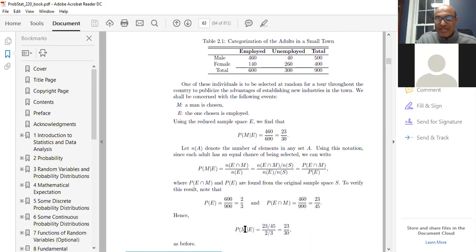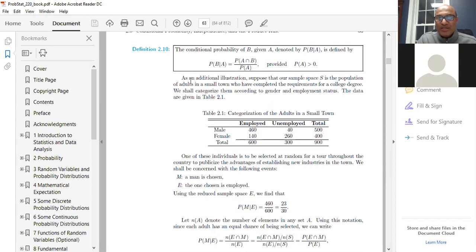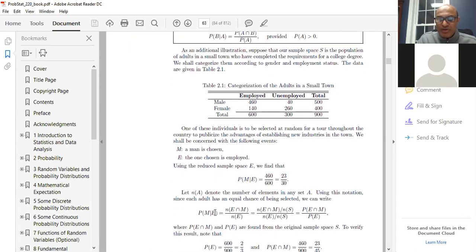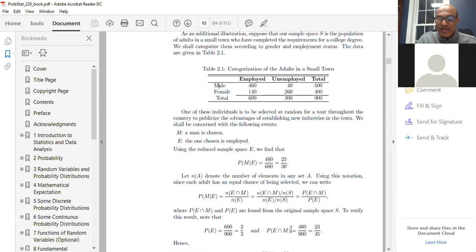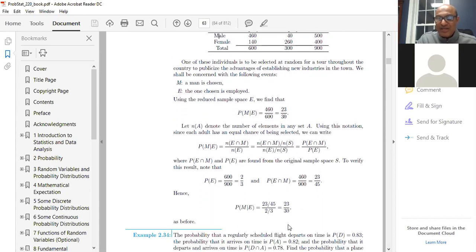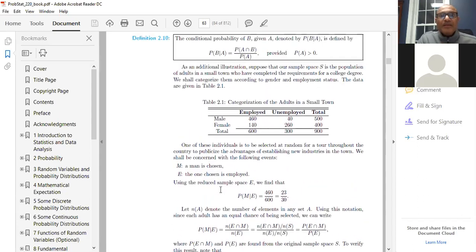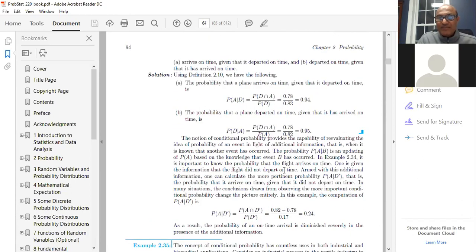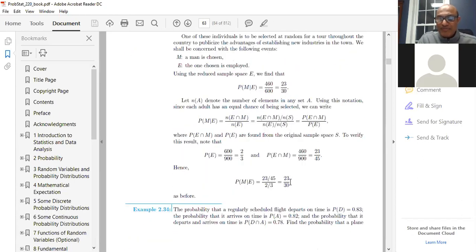So if you use this definition 2.10 mentioned over here, if you plug in the values, probability of M given E is probability of M intersection E divided by probability of E. You have probability of M intersection E, you have probability of E, plug these values over here, and finally you are getting 23 divided by 30. So either you can go for this one, just the tabulated form, or you can use definition 2.10, and you are getting the same answer, 23 divided by 30.